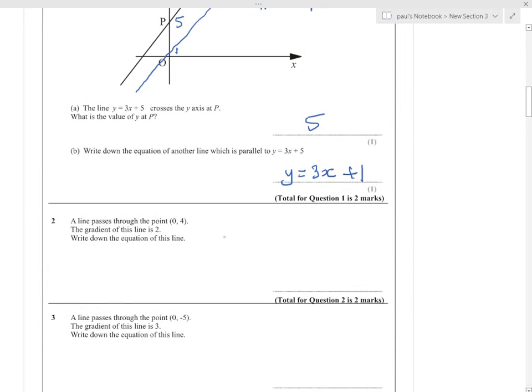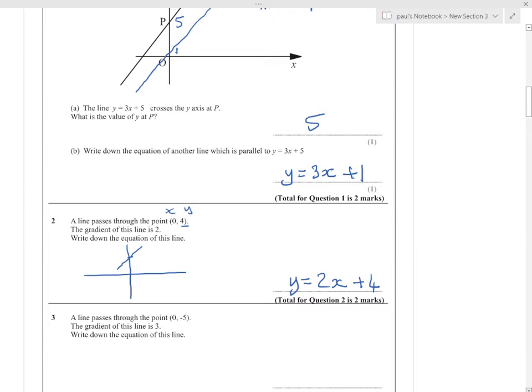Now, a line passes through point 0, 4. The gradient of this line is 2. So write down the equation of this line. First of all we're going to get y equals, the gradient is 2, so it's going to be 2x. Now what we don't know is the intercept, but there's a point. This is the x, this is the y, so the x is 0 and the y is 4. So it must cross the line at 4. That number there is plus 4.